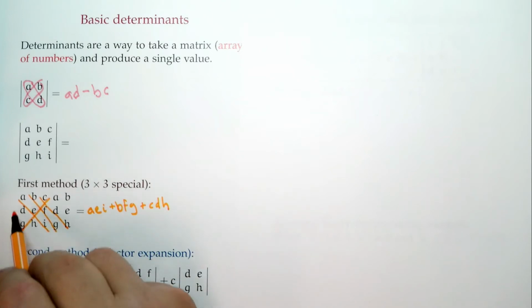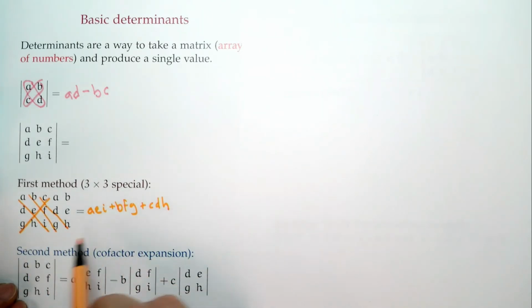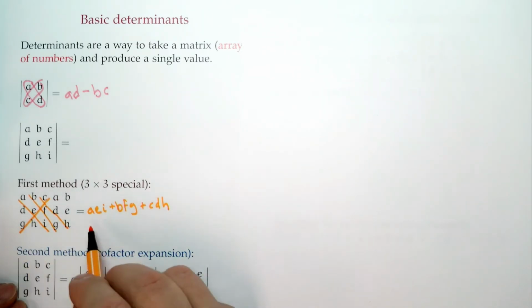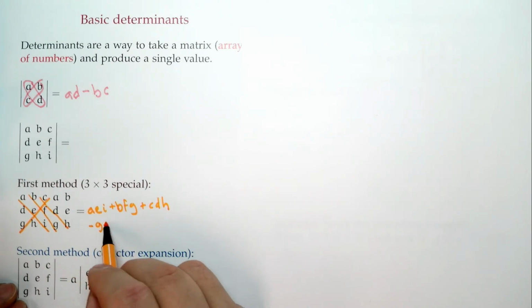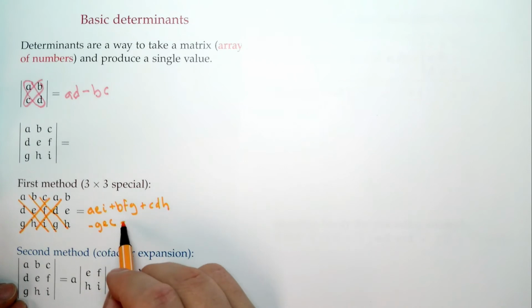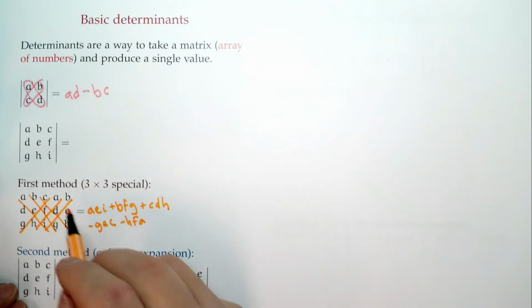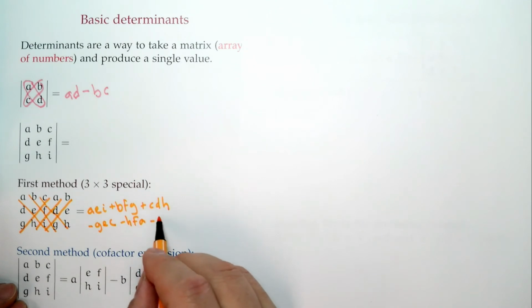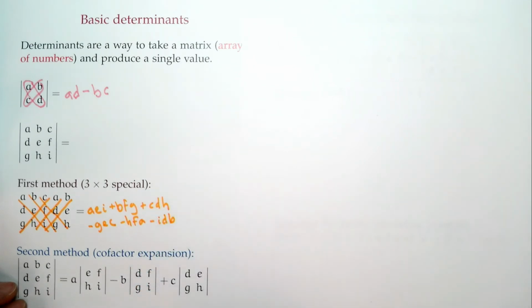When we went downhill, we add. When we go uphill, we subtract. So subtract G, E, C. Then we go to the next one, subtract H, F, A. And we go to the next one, subtract I, D, B.